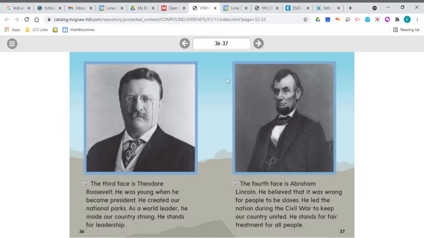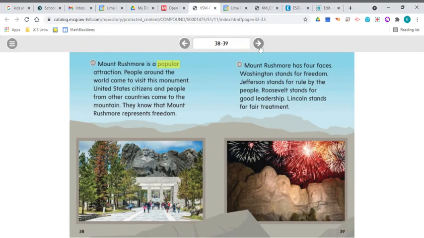All right, let me turn the page here. Mount Rushmore is a popular attraction. People around the world come to visit this monument. United States citizens and people from other countries come to the mountain. They know that Mount Rushmore represents freedom. Mount Rushmore has 4 faces. Washington stands for freedom. Jefferson stands for rule by the people. Roosevelt stands for good leadership. Lincoln stands for fair treatment.